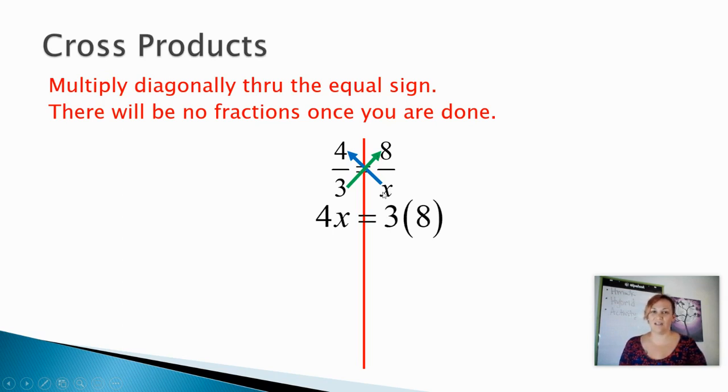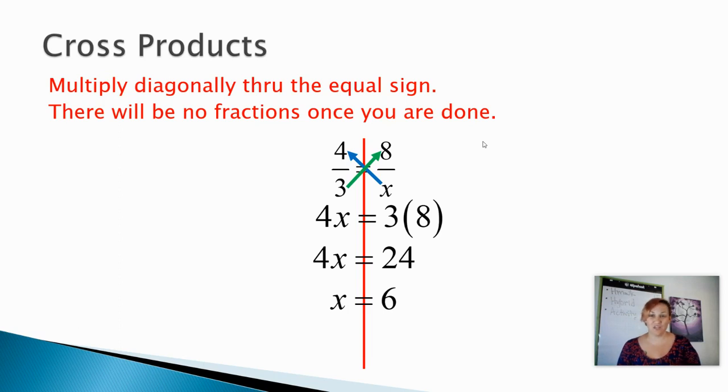So notice I did x times 4, and I wrote that on the left side, and then I did 3 times 8, and I wrote that on the right side. And there is still an equal sign. There's just no more fraction bars. And then we can continue. So 3 times 8 is 24, and then I would divide by 4 on both sides, and I get my final answer of 6. So this, again, the book calls it cross products.